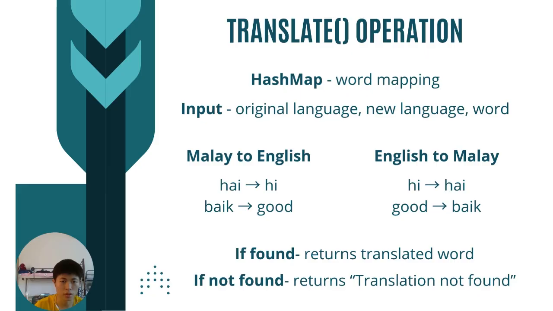Next, if the original language is English and the new language is Malay, we search in the English to Malay map. For example, "Hi" becomes "Hi", "Good" becomes "Bye". So if a match is found, we return the translated word. If not, we return a default message, translation not found.